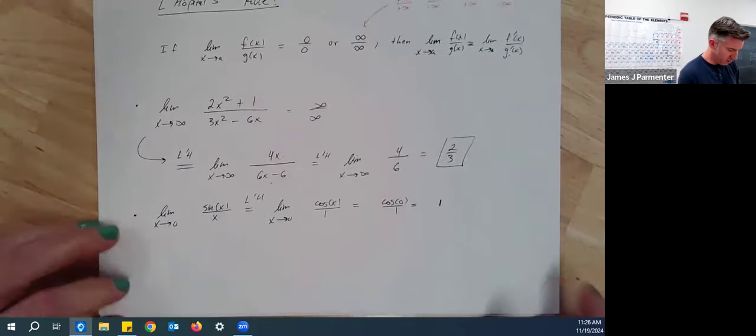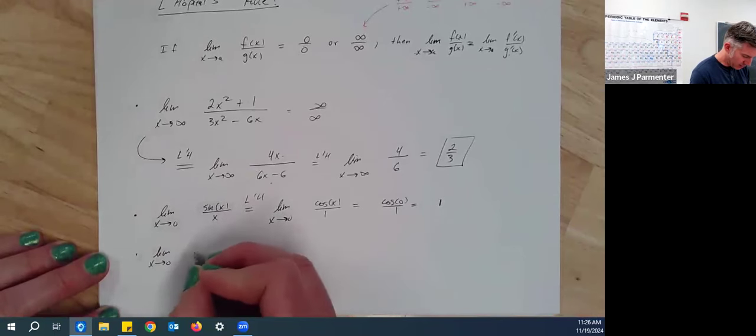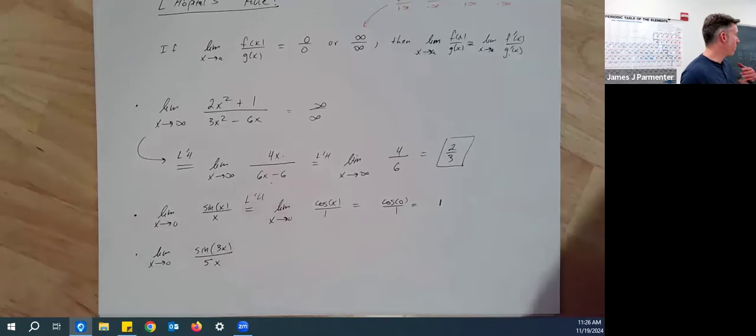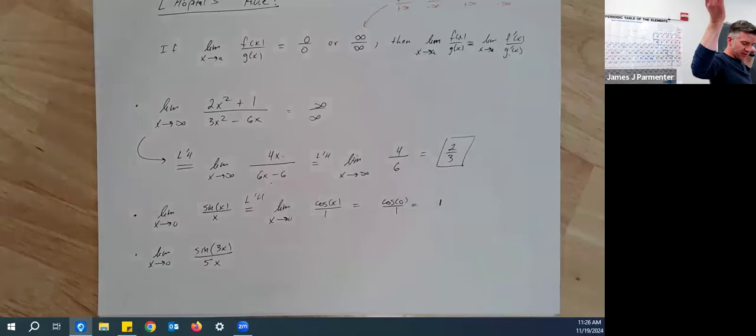And you could even use it for more complicated ones, like the limit as x approaches 0 of sine of 3x over 5x. Before, I would have said, let's use the wish method, where we rewrite it as sine of 3x over a blank and a blank over 5x, and then put 3x's in both spots and cancel some stuff, and then we get something times 1 times 3/5. But now we don't have to do all that.